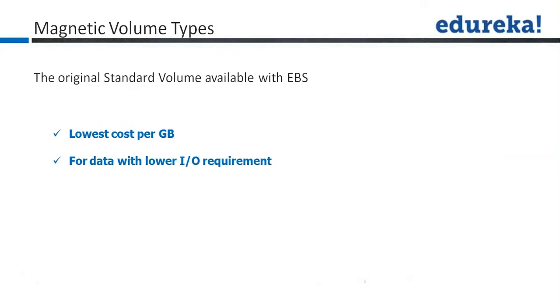The third one, which was the older one, the standard volume, is now renamed to the magnetic volume. This magnetic volume provides you a much more cost effective volume. It just costs you 5 cents per GB, but it provides very low IOPS. It provides only 100 IOPS.